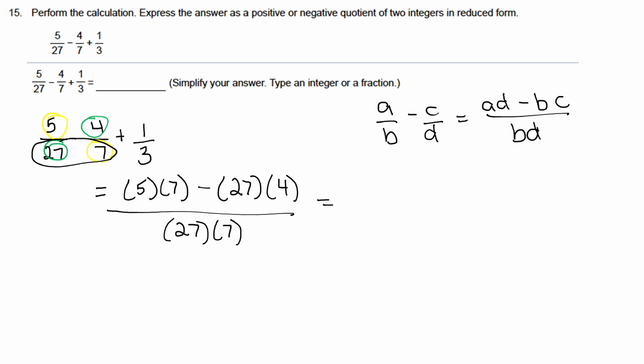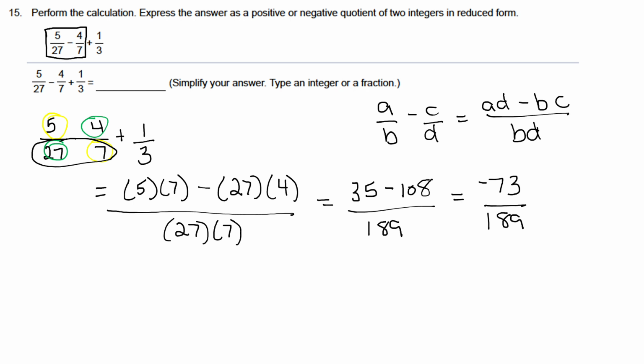5 times 7 is 35. 27 times 4 is 108. And 27 times 7 is 189. 35 minus 108 is a negative 73. And then we have it over 189. Now I know that 5 over 27 minus 4 over 7, this portion, is negative 73 over 189.